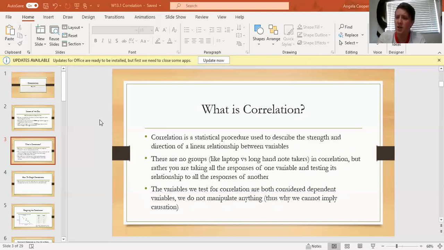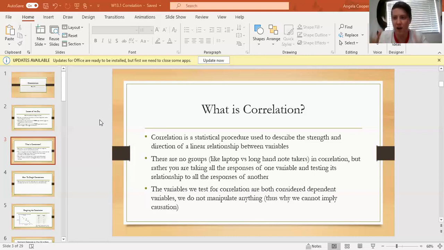But instead, in correlation, again, we're not separating the groups down the middle saying half of you do this, half of you do that. That's a manipulation. We don't have manipulation in correlation, but rather we're just taking all the responses to one variable and comparing it to all the responses of another. So since we're not manipulating anything with correlation, you can think of correlation as having two dependent variables. Again, we're not manipulating anything.